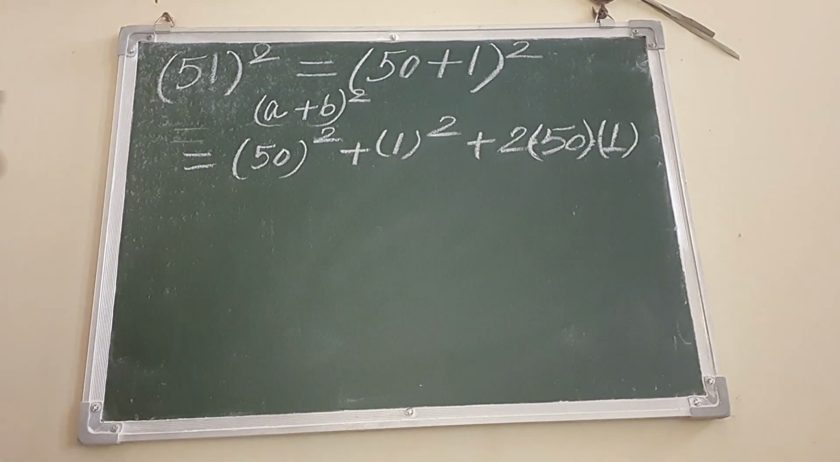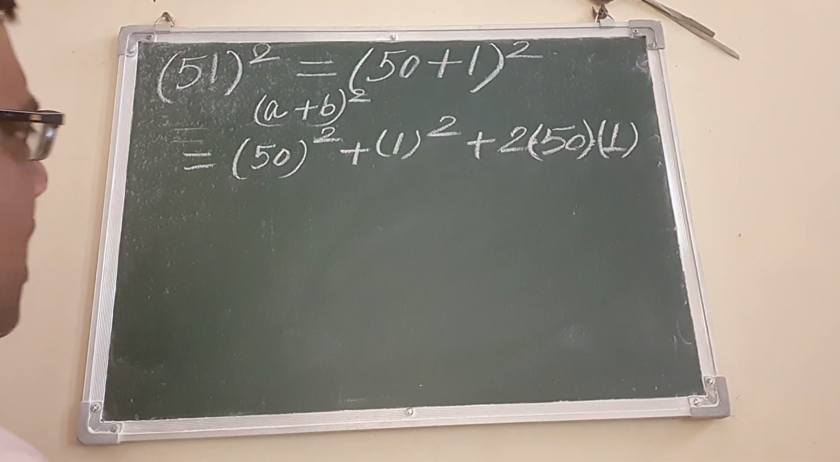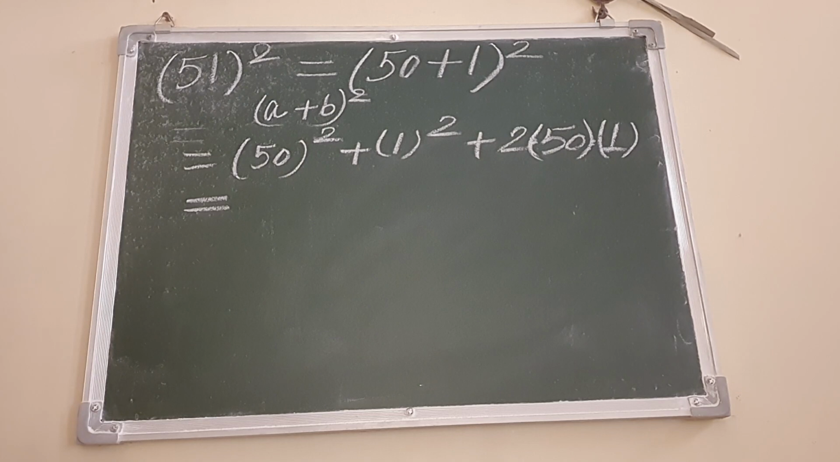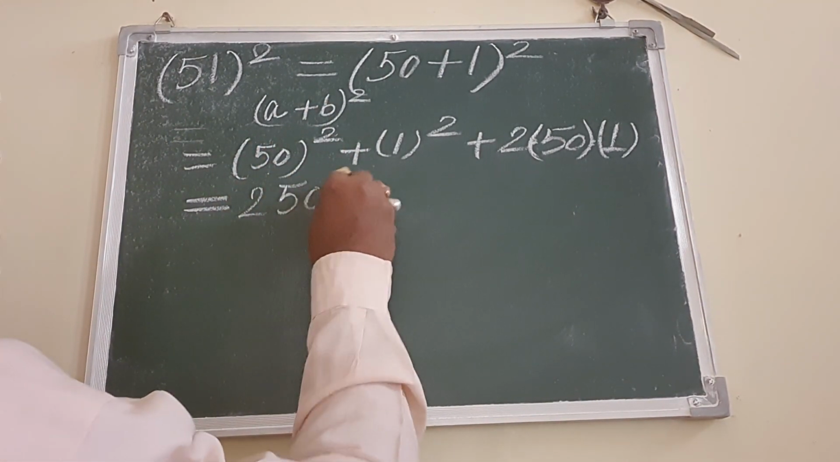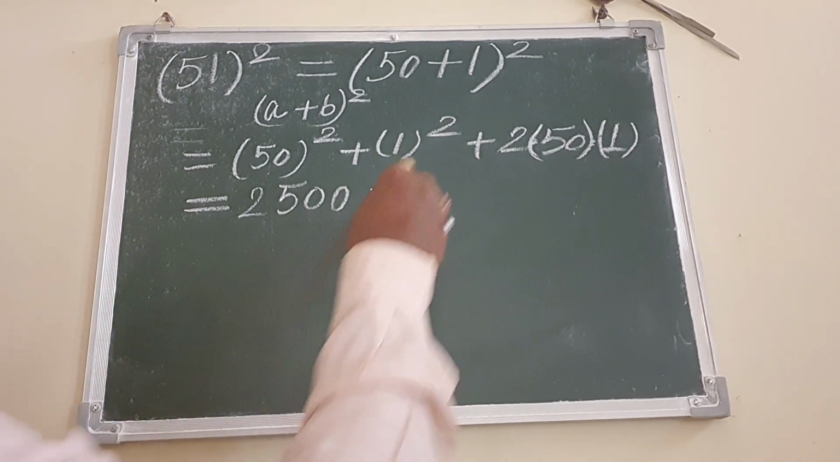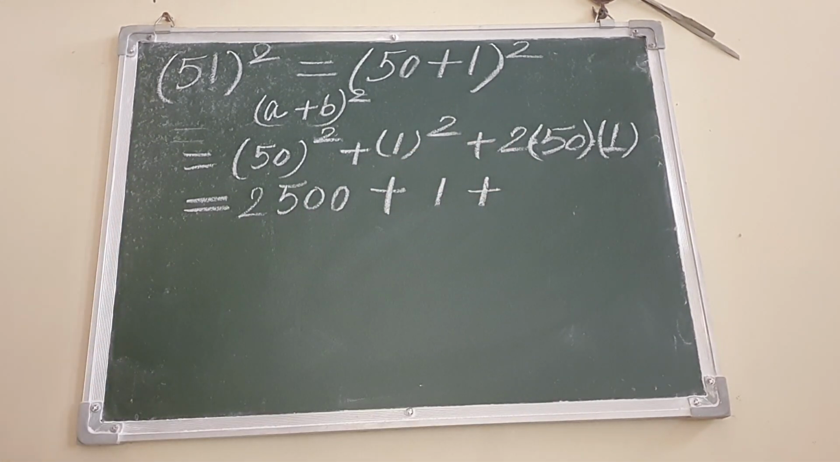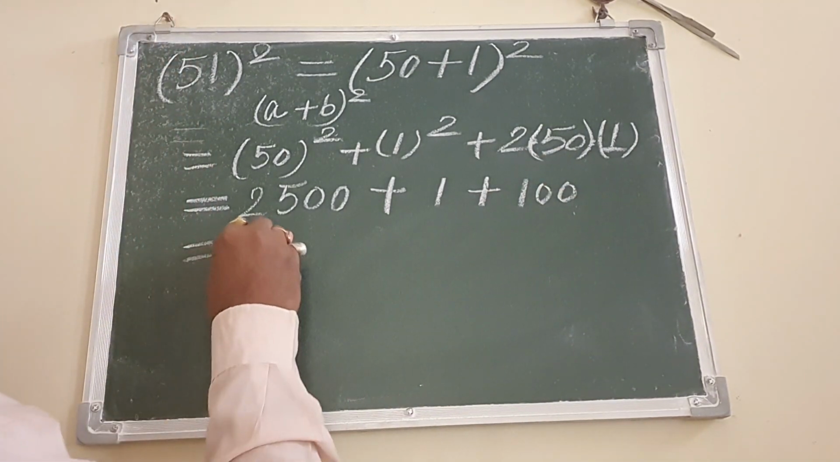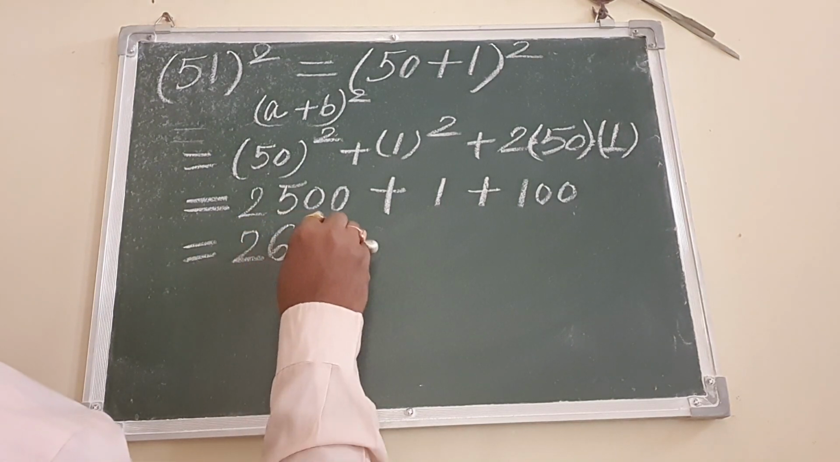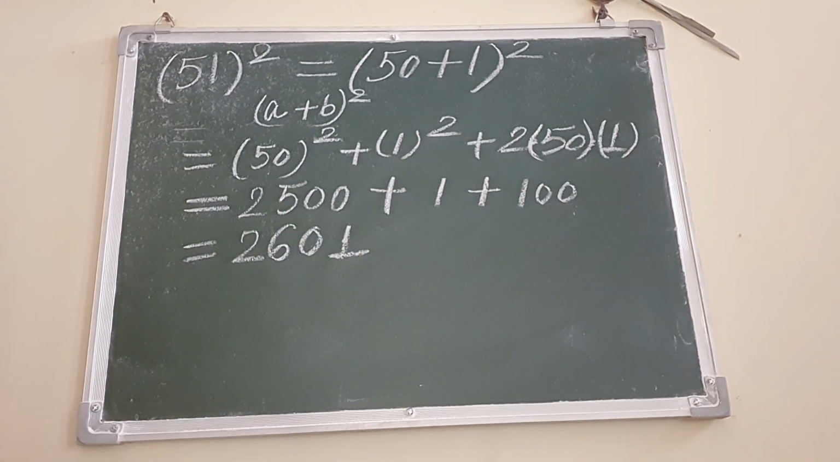So this is our equation. Now 50 square is 2500, plus 1 square is 1, plus 2 into 50 into 1 is 100. So adding it, it becomes 2601. So this is our square of 51 using the identities. So I think you all might have understood this question.